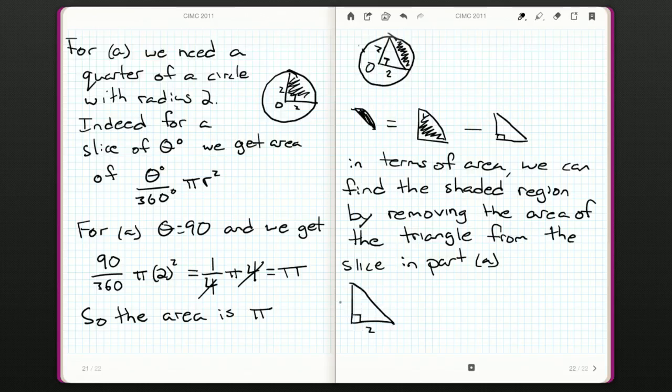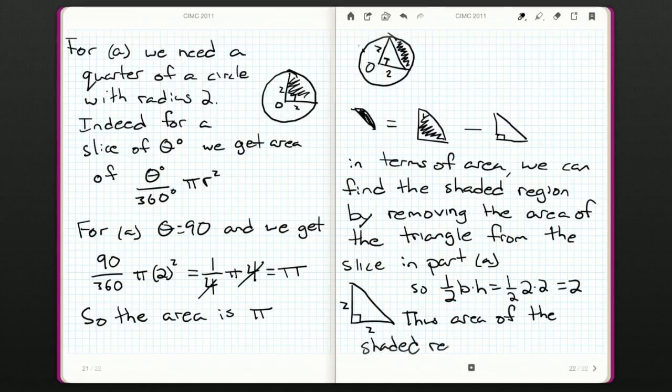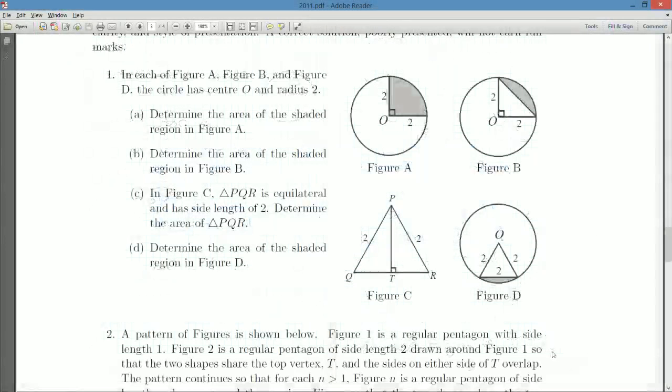It's a right angle triangle, and it's isosceles. Both of these legs, both of these sides are 2. So we want 1/2 base times height. Well, the base is 2, the height is 2. So we're going to get a final answer of 2 for the area of this triangle. So the area of the shaded region is pi, because that was the quarter slice, minus 2, because we're omitting the triangle of size 2. Okay. So that gives us question part B.